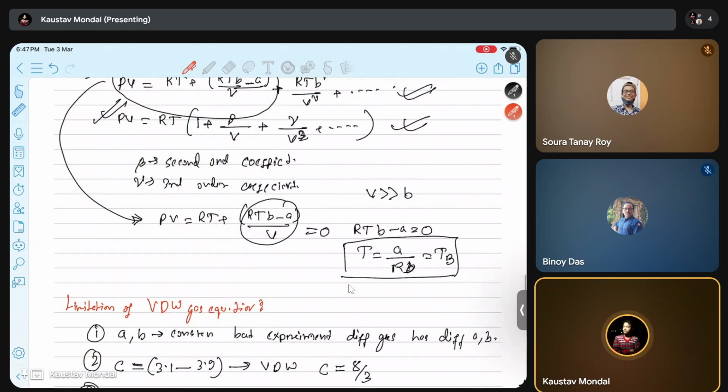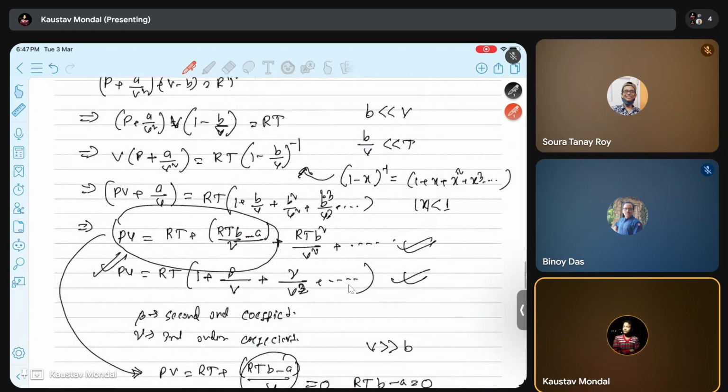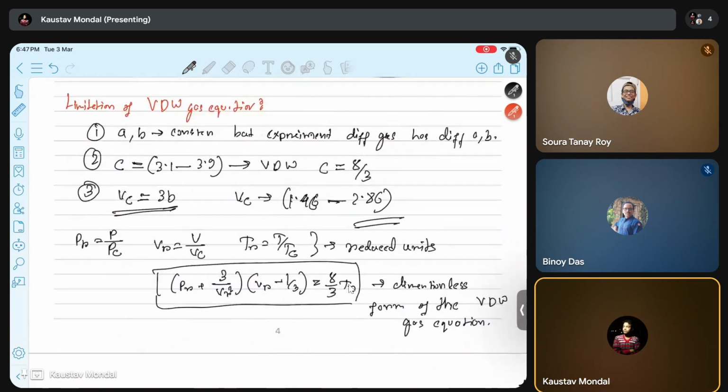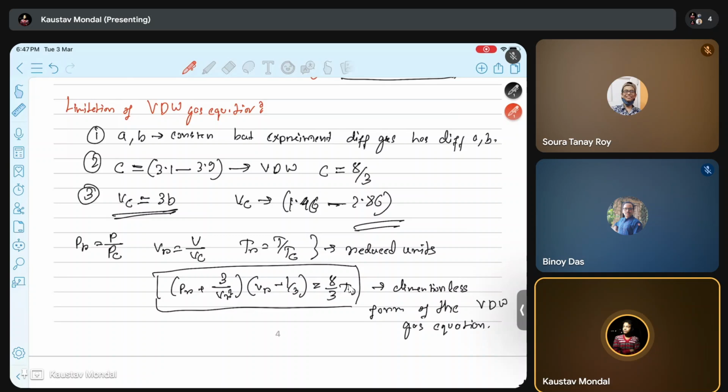Next, we have also talked about the Boyle temperature TB, the temperature at which a real gas basically behaves like an ideal gas. We also discussed some limitations of the van der Waals gas equation. And lastly, we have talked about how we can rewrite the van der Waals equation in terms of reduced units, which basically makes the whole equation dimensionless.